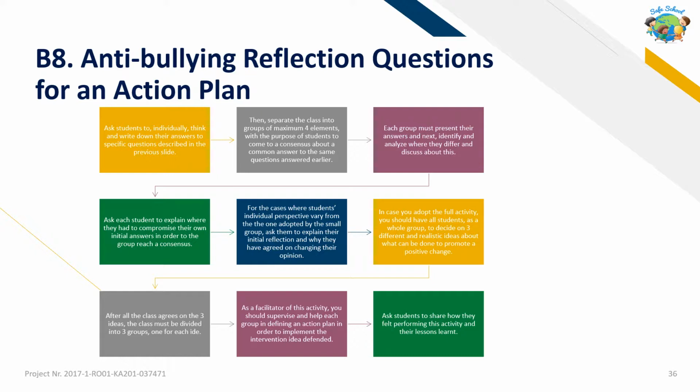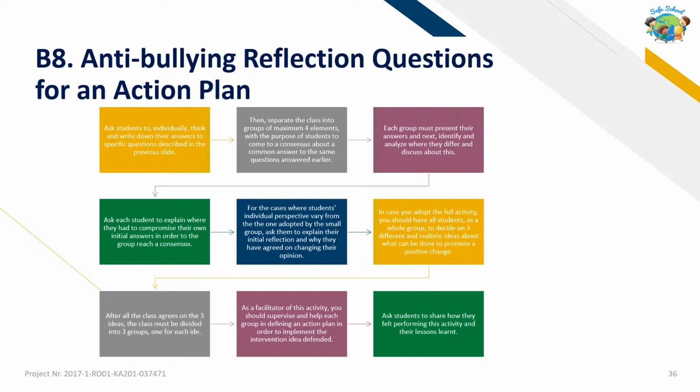Fifth, from question number 8, as a group, the facilitator should have all students decide on 3 different and realistic ideas about what can be done to promote a positive change. After the whole class agrees on the 3 ideas, the facilitator should help the class divide into big groups, 1 for each idea.